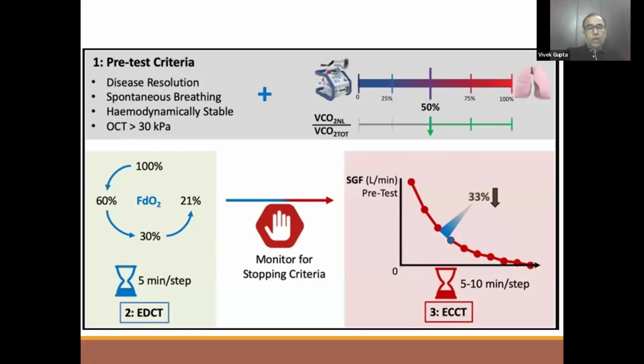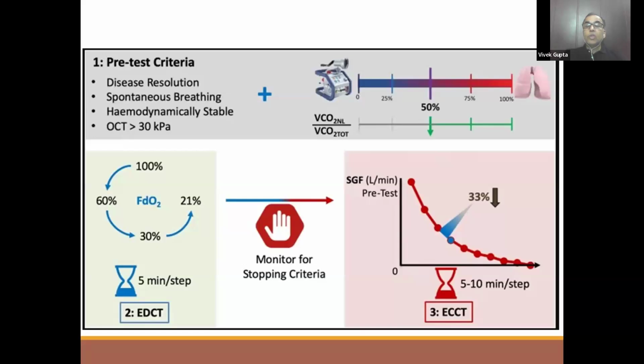we do the decarboxylation test, where we keep reducing the FiO2 at every 5-minute step from 100 to 60 to 30 and to 21%. This we do after increasing the ventilatory FiO2 to 0.6 on ECMO. And if at any point there is a drop in oxygen saturation to less than 88%, or there is hemodynamic instability, that means this patient is not ready for the trial.